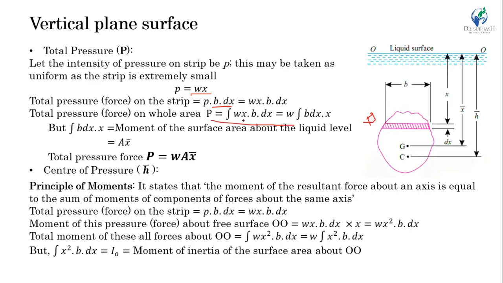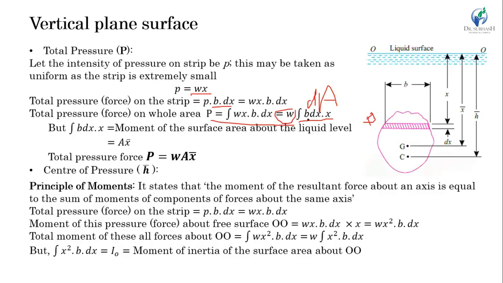If we take the constant out of the integral sign, we can take out w, the weight density. In the integral it is b dx times x. Now b dx is the area of this small strip, so we can say it is dA, the small area, times x. Here x is the distance of the area of this strip from the free surface of liquid.